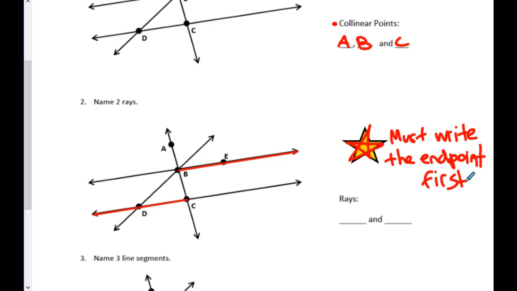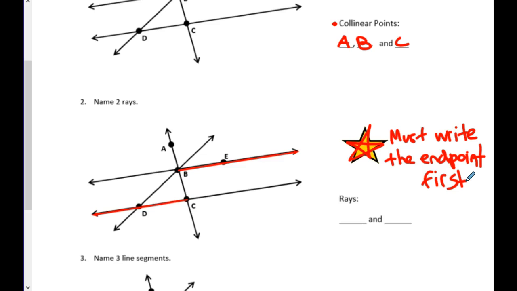So let's look at that first one. Did you see the rays that I put in red over there? Those are the ones that we are going to do. So the top one, what is the endpoint? B, right? So you wouldn't say E. B is the endpoint, and the other point on that ray is E. So we're going to write the 2 letters, BE.